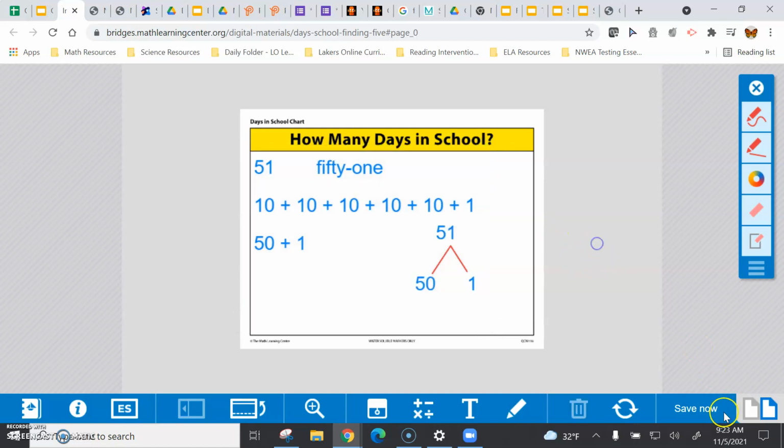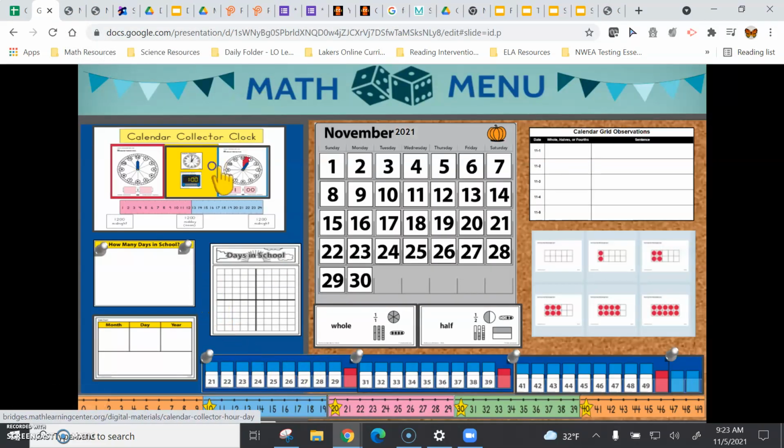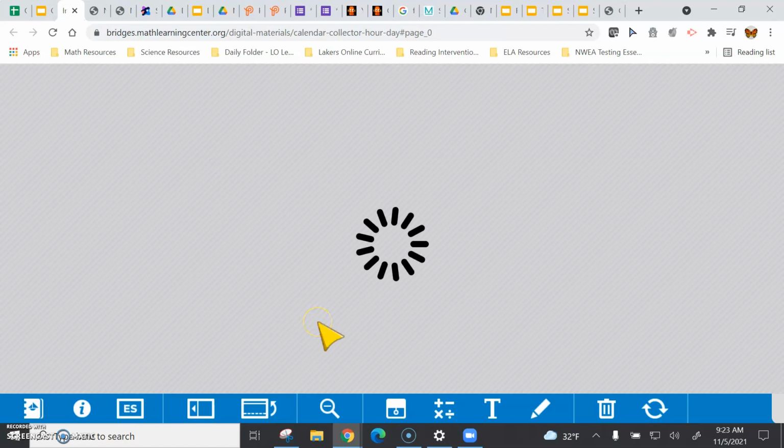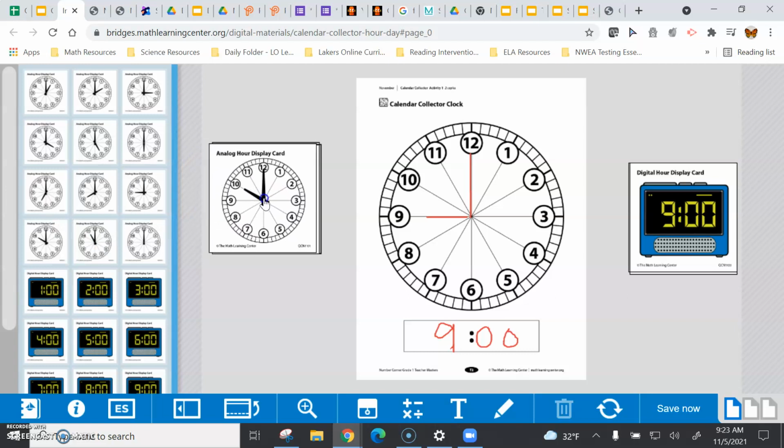Now, dears, let's move on with our other activities. We're going to add another hour to our collection. We're going to add now another hour to our clock, which now will make it 10 o'clock on the analog clock. Do you see the big hand is on the 12 and the little hand is pointing towards the 10.